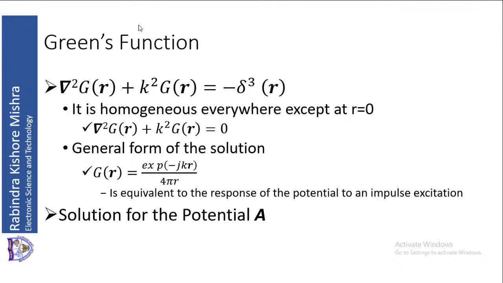Now once we know the Green's function, we have to find the solution for the potential A, which we will do by convolving J with G. So A(R) is equal to the integration of mu J(R dash) convolved with G(R minus R dash), a volume integration over R dash. That gives you the solution.